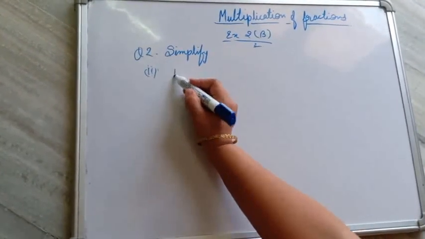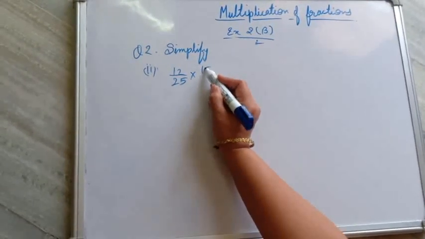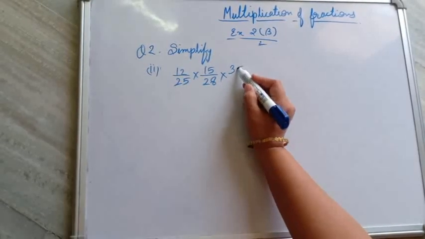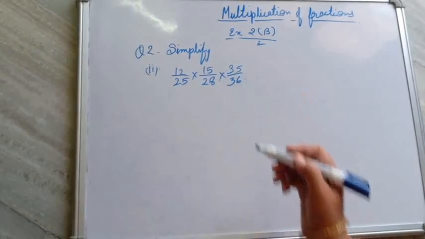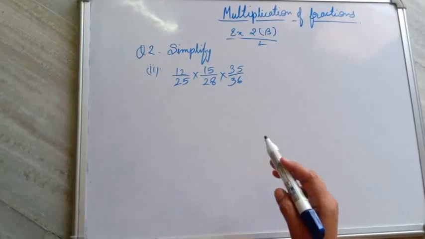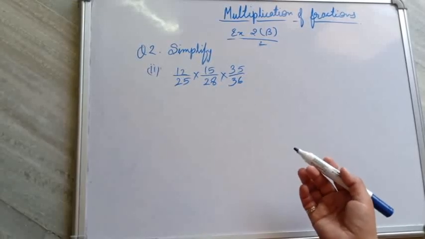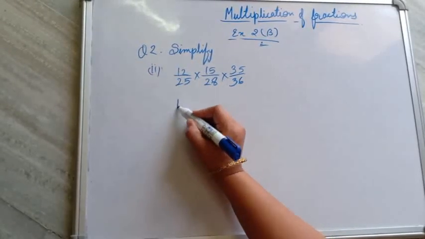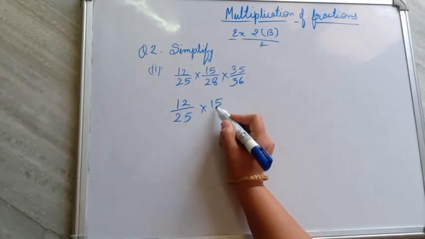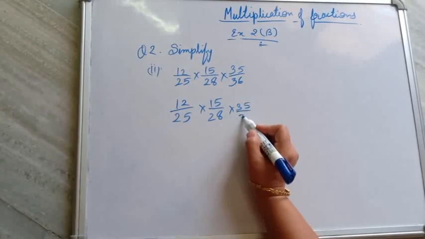Second part is 12 by 25 multiplied by 15 by 28 multiplied by 35 by 36. Now if they can be cancelled, we should cancel them first and then we should solve them. So 12 upon 25 into 15 upon 28 into 35 upon 36.